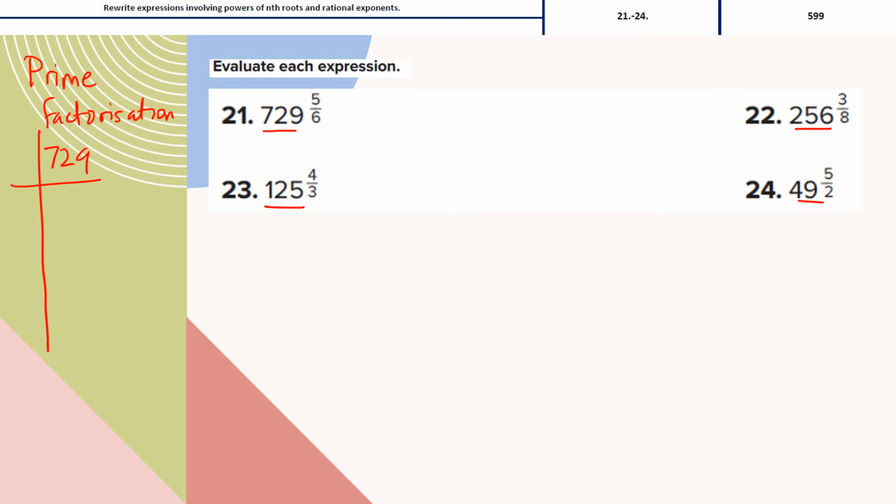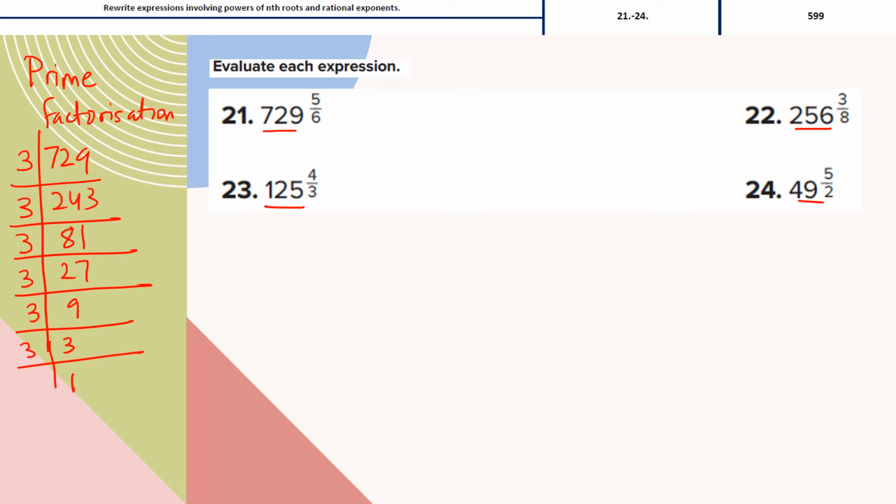729, when you start dividing it by 3, it's an odd number. 243, again by 3, 81, again by 3, 27, again by 3, 9, again by 3, 3, 3 and 1. So that means 729 is 3 to the power how many times? 1, 2, 3, 4, 5, 6. So 3 to the power 6. This is what you get.